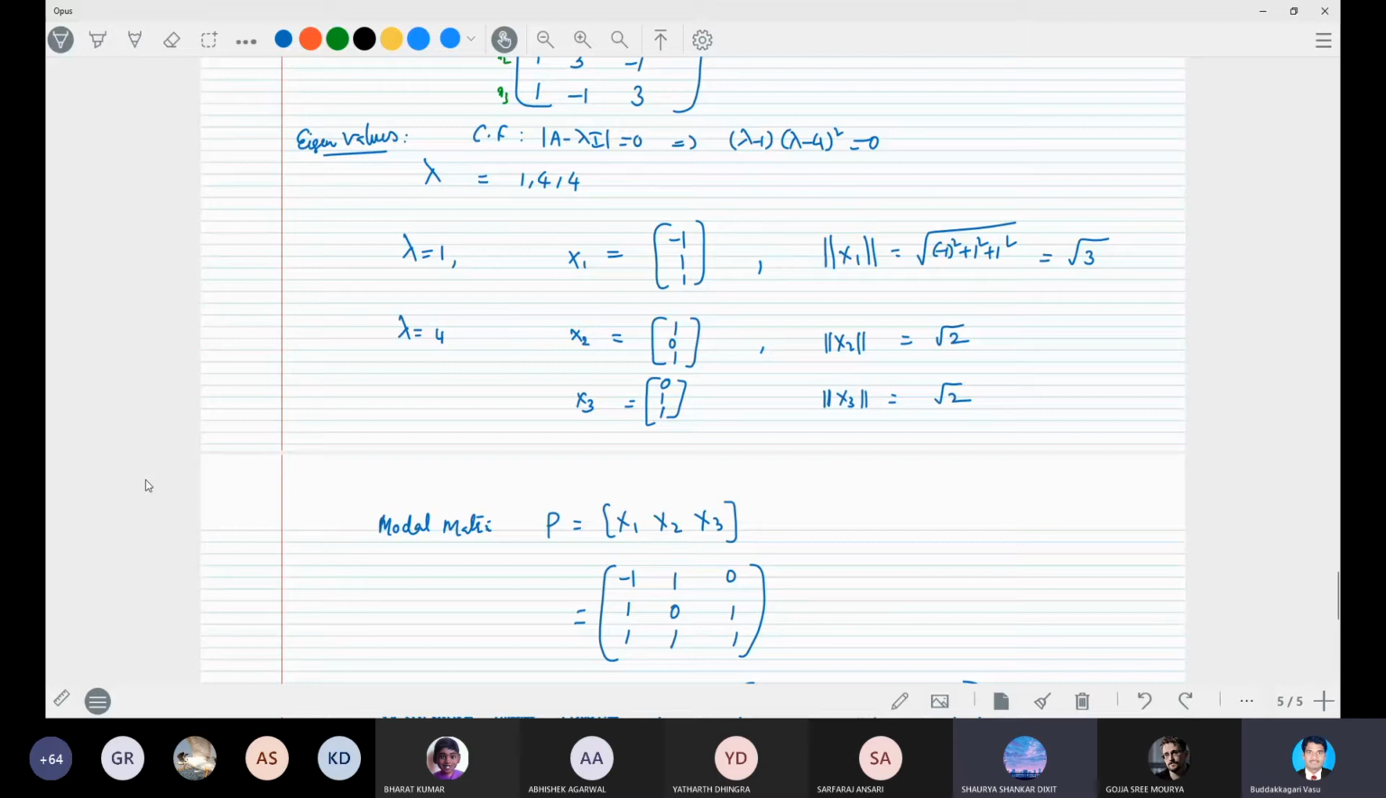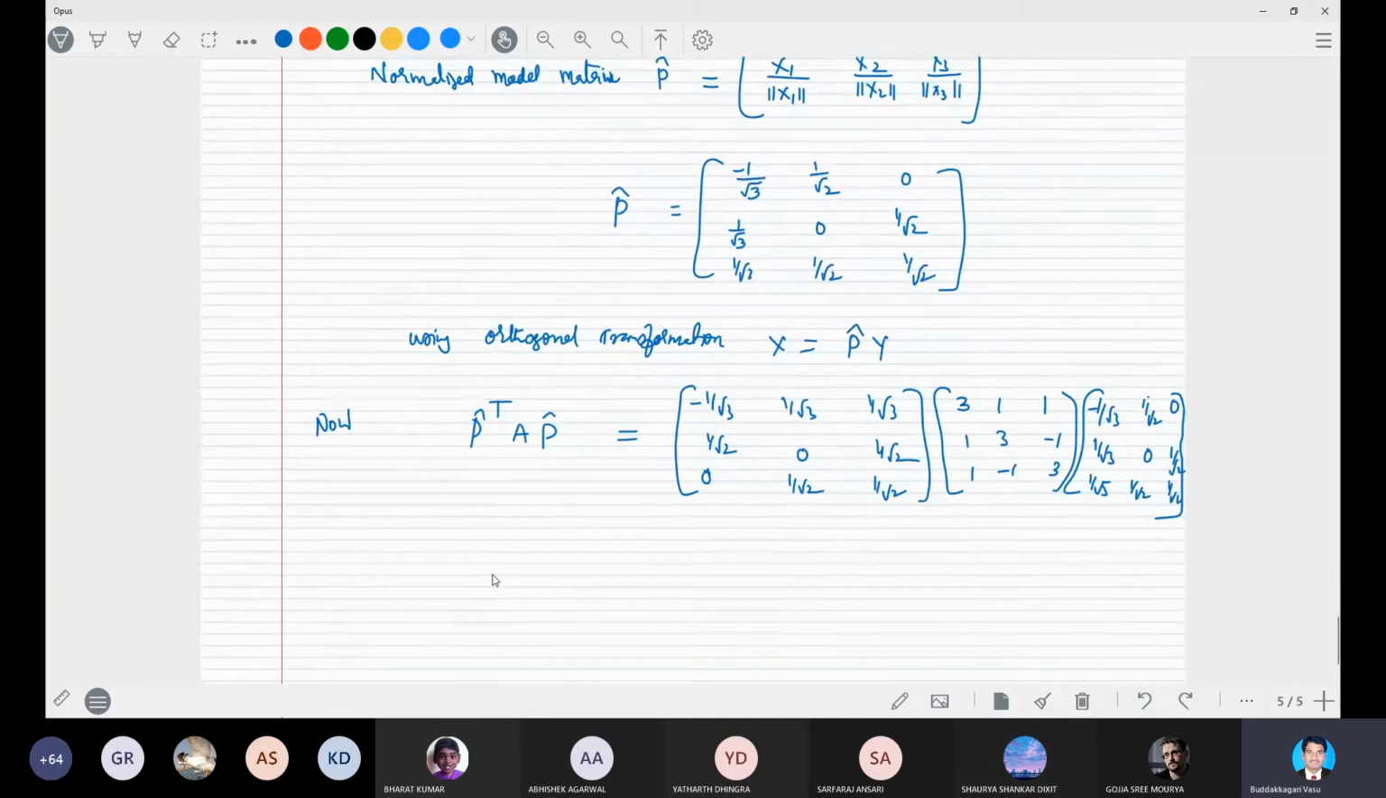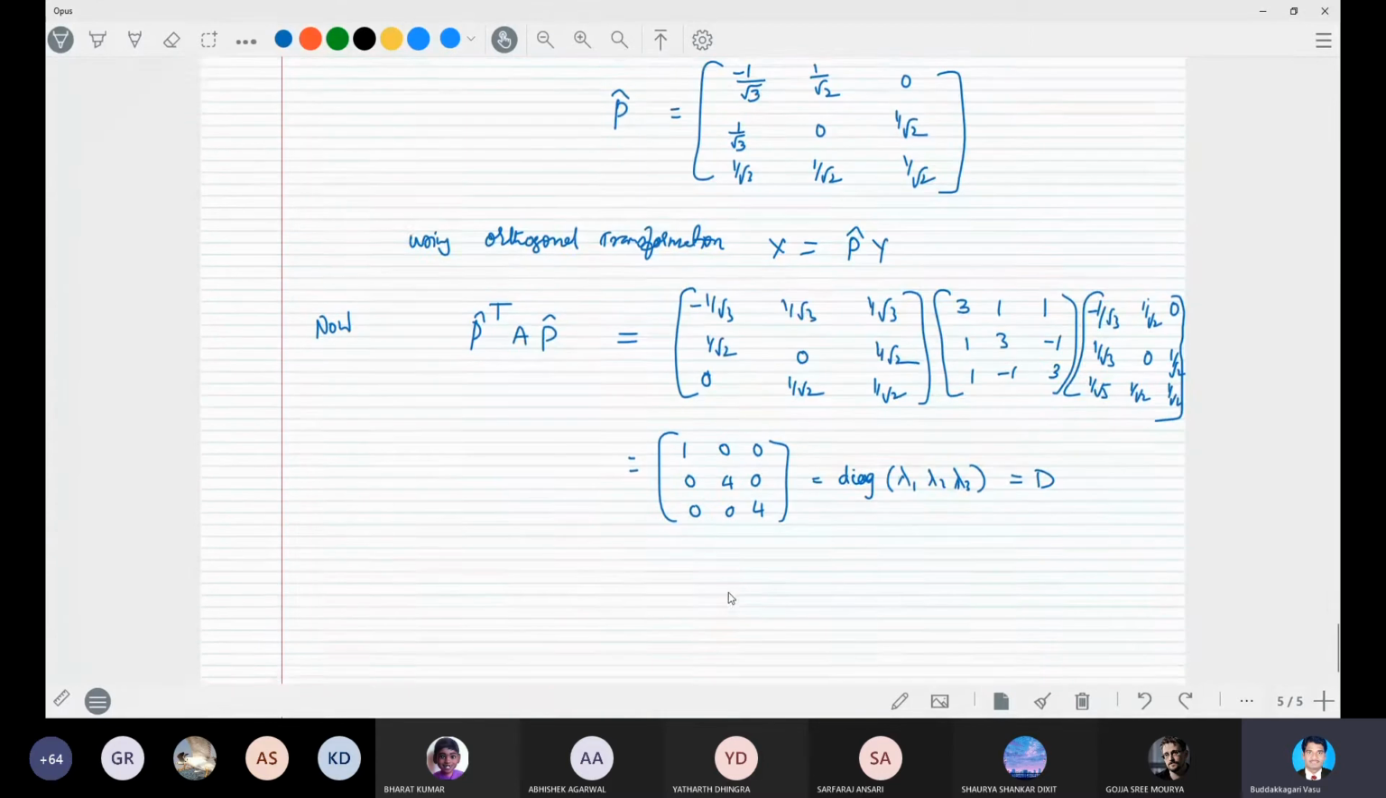The diagonal matrix is 100, 040, 004. That is only what we require, that is equal to D. That is equal to 100, 040, 004, right? Diagonal of lambda 1, lambda 2, lambda 3. Say that is equal to D.